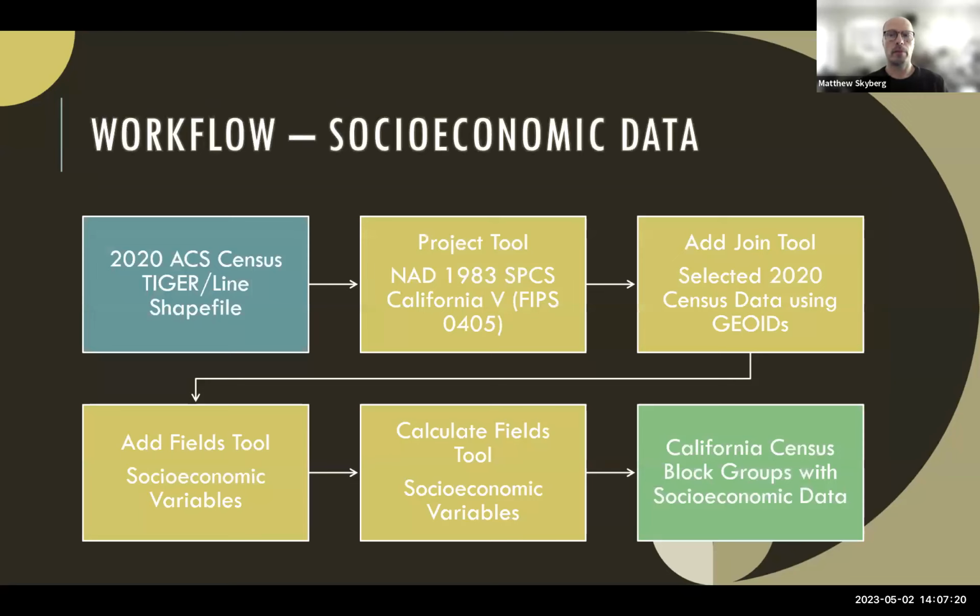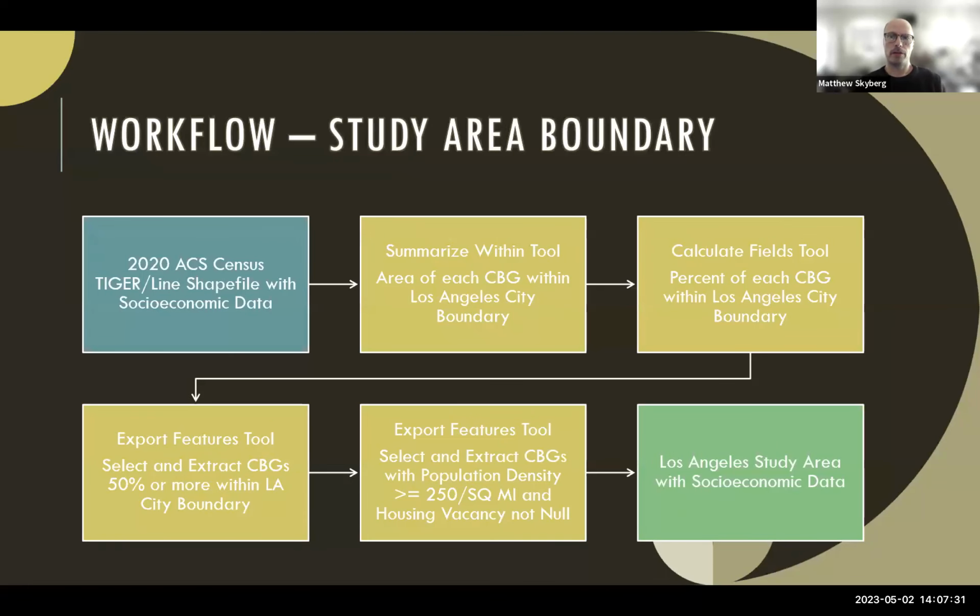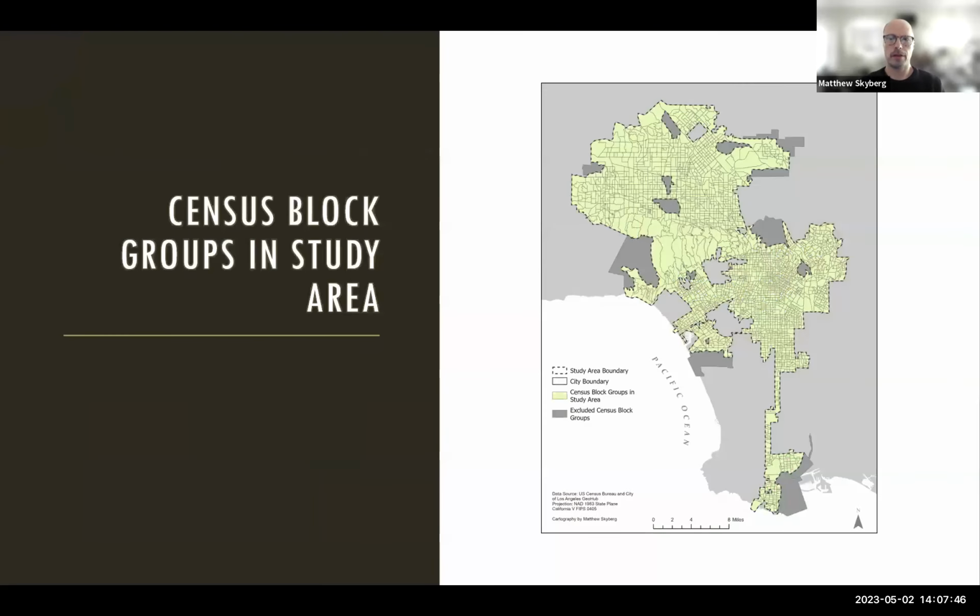The 2020 census block groups were projected into the state plane coordinate system for Los Angeles, and relevant data was joined to calculate the socioeconomic variables. The study area was defined by excluding census block groups that were less than 50% in the city limits, those that had a population density of less than 250 people per square mile, and census block groups with a null value for housing vacancy. The study area census block groups are shown in light green, and the excluded areas of the city are shown in darker gray on this map.